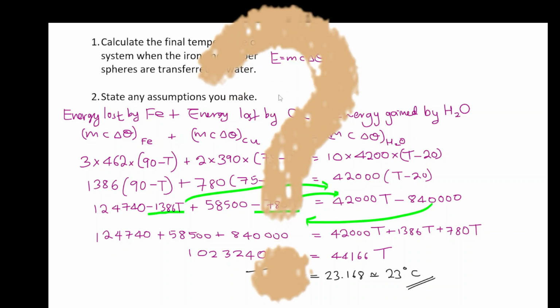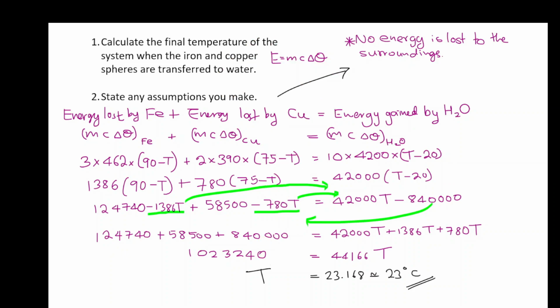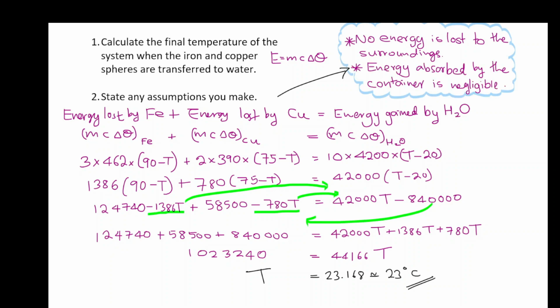What are the assumptions? One of them is that no energy is lost to the surroundings during this process. That means all the energy lost by iron and copper is just absorbed by water. Another assumption that you can mention here is that energy absorbed by the container is negligible. Now, in reality, the container in which you keep water has a certain heat capacity. So it would absorb a certain amount of heat energy, because that will also come into thermal equilibrium with the rest of the system. But here we assume that it is negligible.